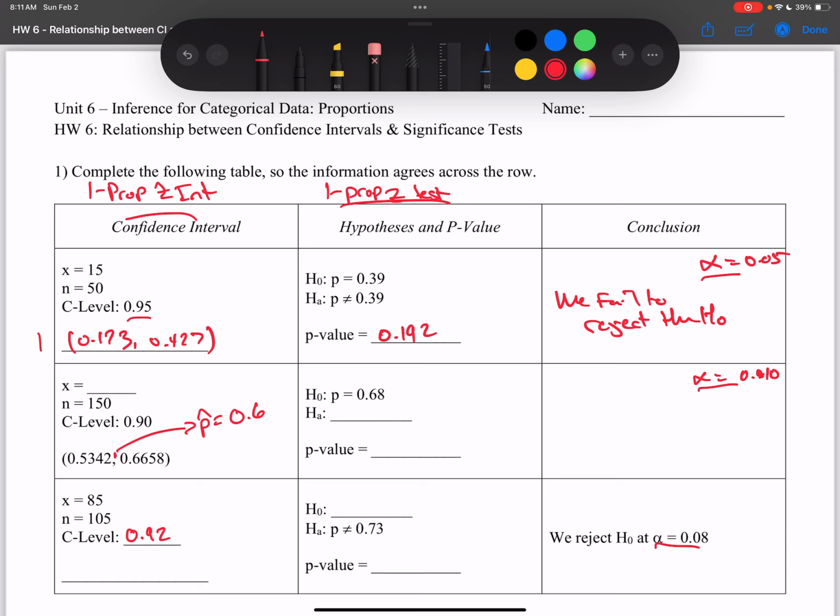Okay. Then for our second one, to find our number of successes, we got to look for p hat. Remember, p hat's going to be right here in the middle of this interval. Okay, so I added those up, divided by 2 to get the average, to get me 0.6, and then I multiply 0.6 times 150 to get my x, which comes out to be 90.